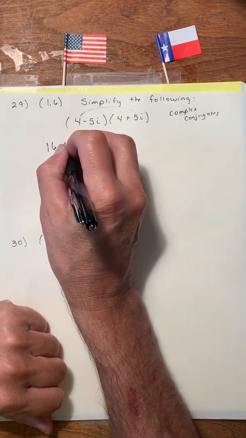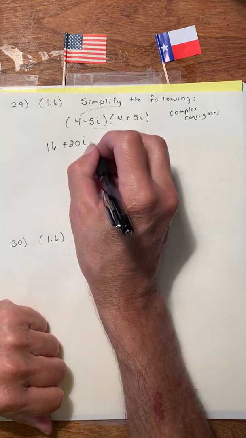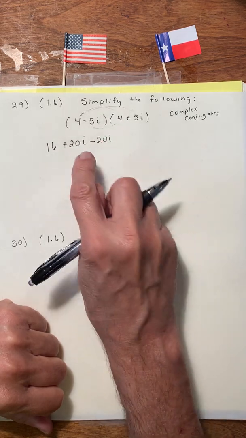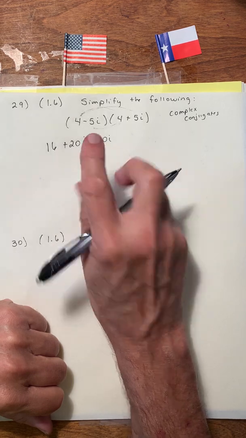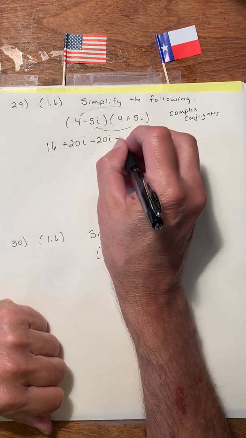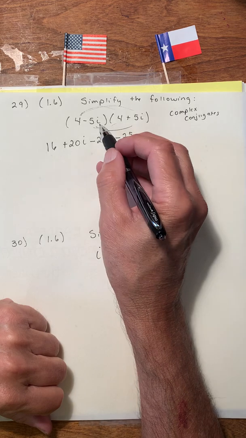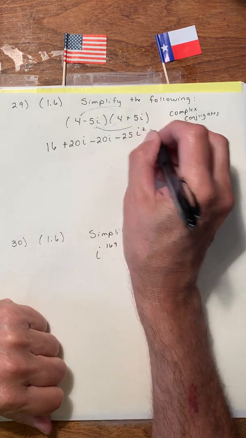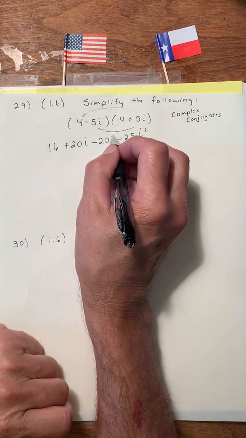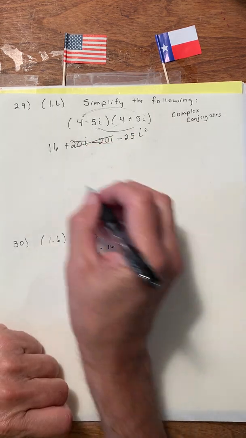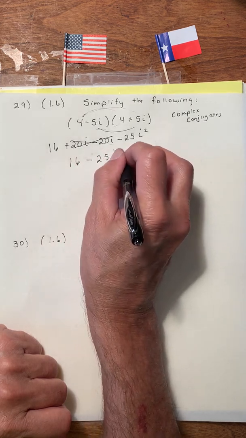4 times 5i. Negative 5i times 4. And this is what we're going to find out with conjugates, is that the middle 2 terms are always opposites and will cancel. Negative 5 times 5 is negative 25. i times i is i squared. Okay, we're not finished. Got some work to do here. First of all, the middle 2 terms are opposites. They cancel. So I get 16 minus 25 i squared.